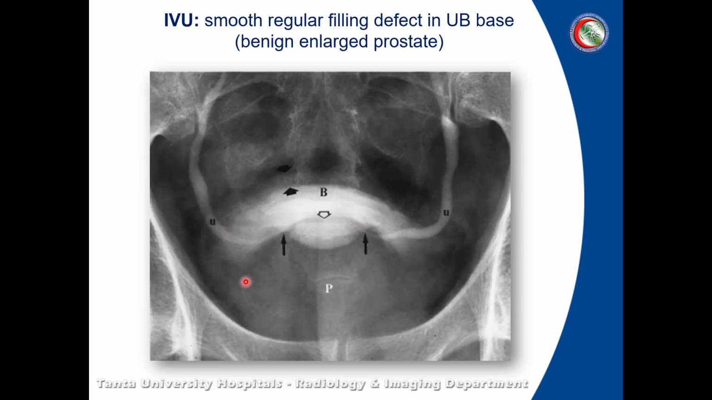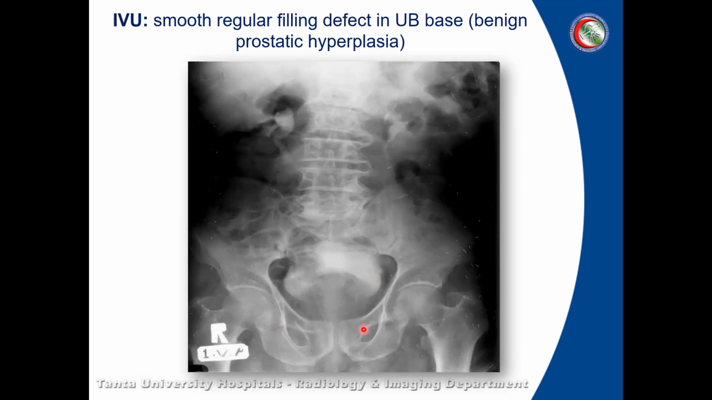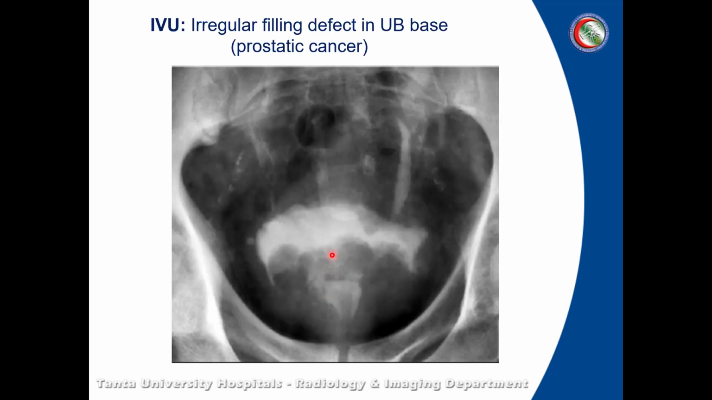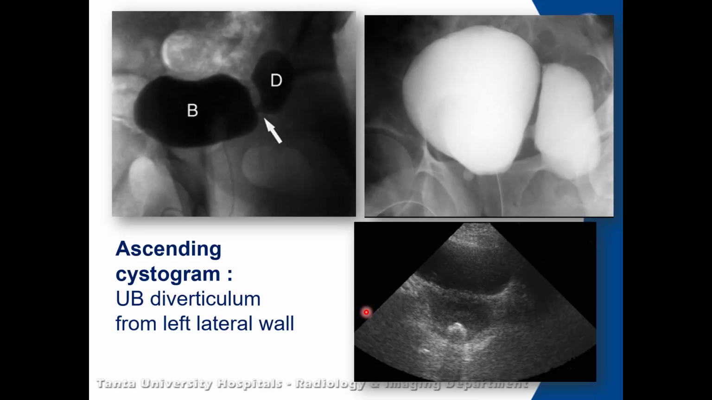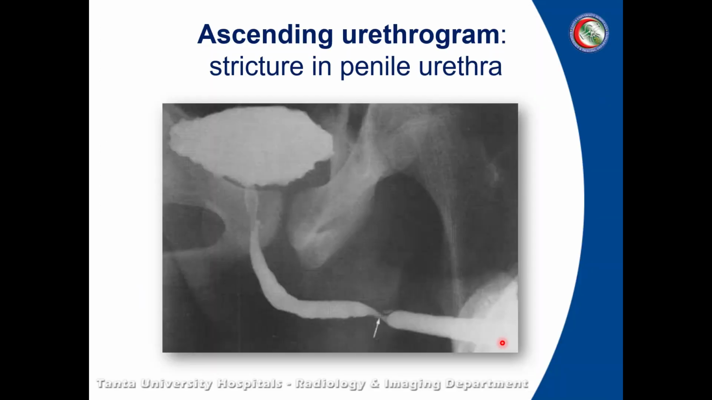smooth regular filling defect in the urinary bladder base, benign enlarged prostate, the same case, irregular filling defect in the urinary bladder base, mostly prostatic carcinoma, ascending cystography or cystogram showing urinary bladder diverticulum from left lateral wall of the urinary bladder, and ultrasound picture showing urinary bladder diverticulum with stone inside, and the last one is ascending urethrography with stricture in the penile urethra.